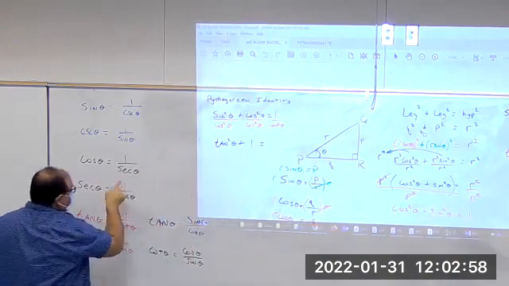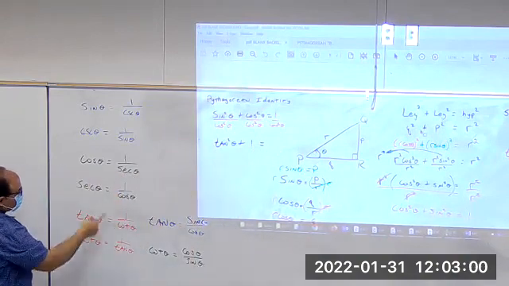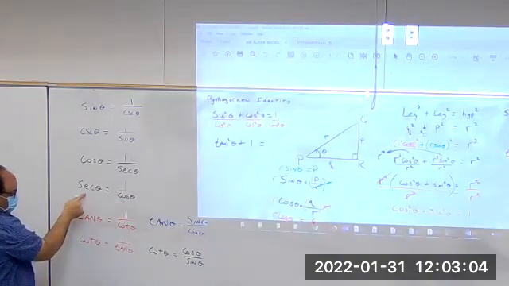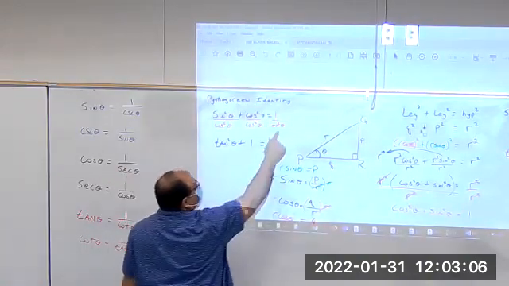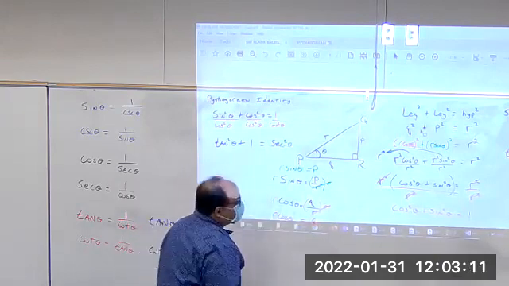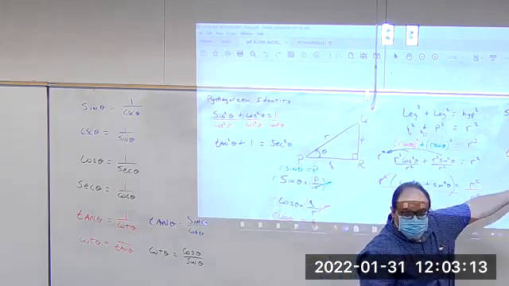1 over cosine. What is that? 1 over cosine. Oh, I erased it. Right. 1 over cosine, secant. So 1 over cosine squared is secant squared theta. That's for that one.